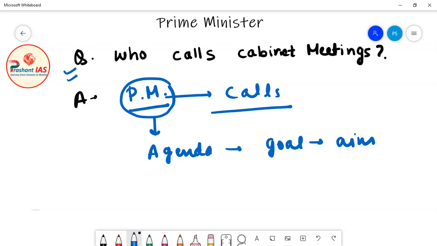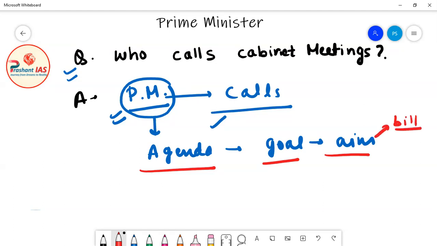Okay, so after calling the meeting, it is the Prime Minister alone who decides the agenda of today's meeting, means what is the aim, what is the goal of today's meeting. For example, today's meeting is called for deciding a bill, for taking a major decision, or for making a major policy. So the Prime Minister decides what is the agenda of today's meeting.